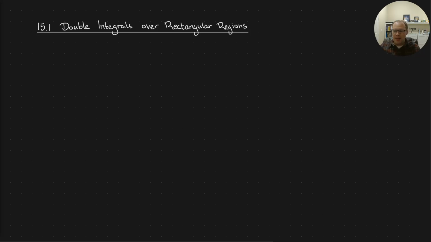In the previous chapter, we looked at multivariate functions and derivatives of multivariate functions. In this chapter, we're going to look at integrals for multivariate functions. And as usual, before we get to the multiple variable case, let's remember the single variable case.